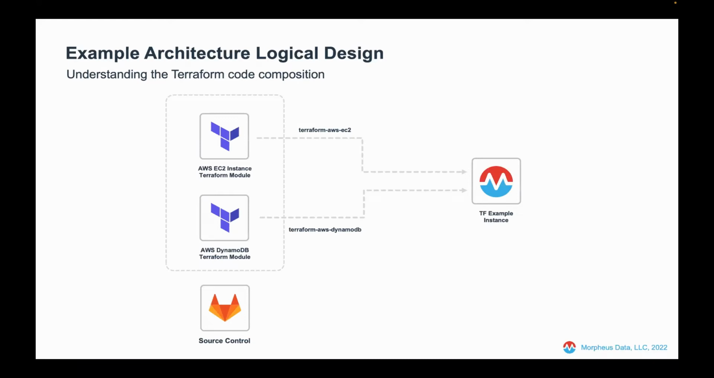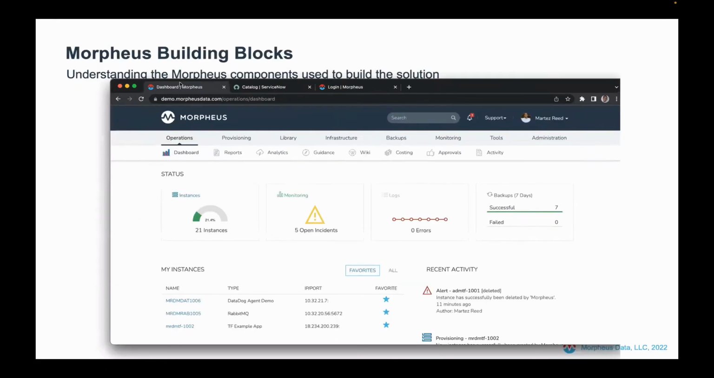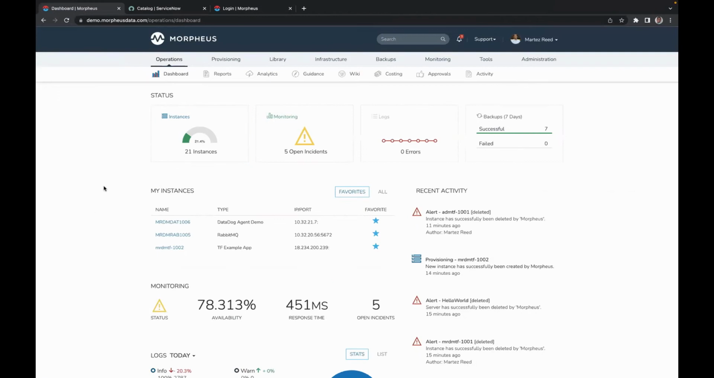So now that we've got a sense of the logical design architecture, let's take a look at what those Morpheus building blocks would look like from a lower level perspective. And so what I'll actually do is I will dive into the Morpheus UI. So let me bring over my Morpheus UI to this window. And so I have an existing catalog item that I've created, and we're going to walk through decomposing what that looks like and how it maps or could map to our broader example.